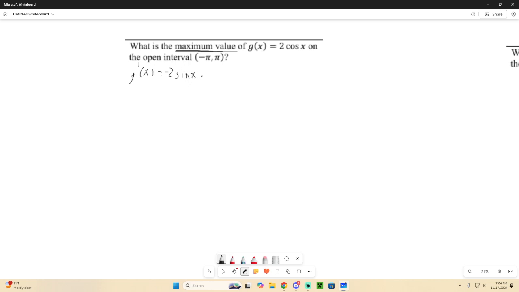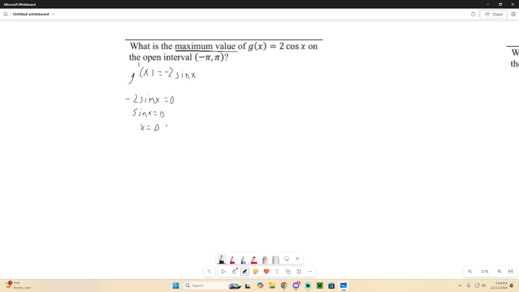Alright, so now we need to find our local extrema on this interval. So we need to find our critical points on this interval, so we can set negative 2 sine x equal to 0. If we divide both sides by negative 2, we get sine x equals 0. Sine x equals 0 at 0, and it also equals 0 at pi. Pi is not on this interval, but 0 is. So we can say x equals 0 is the critical point.